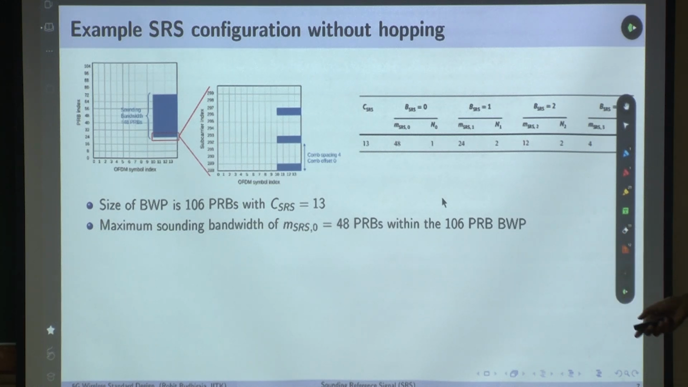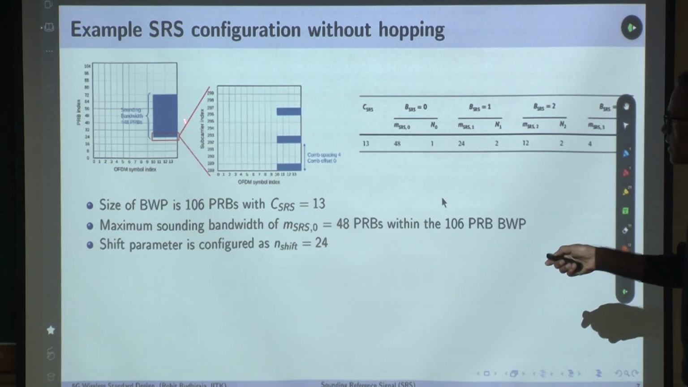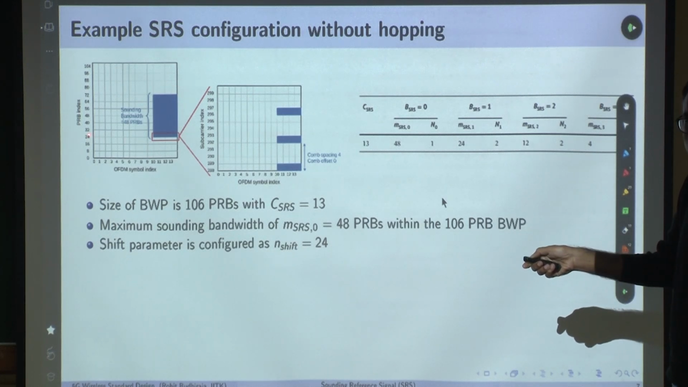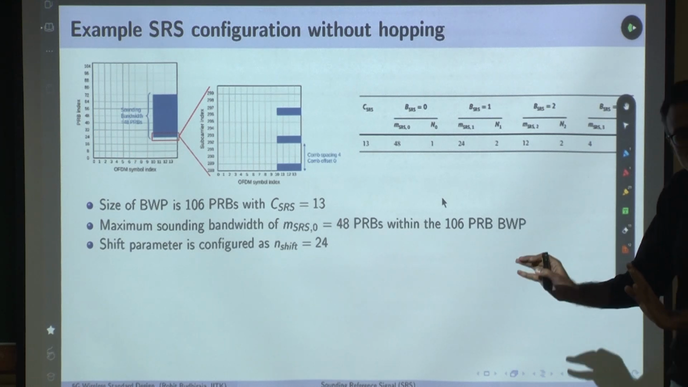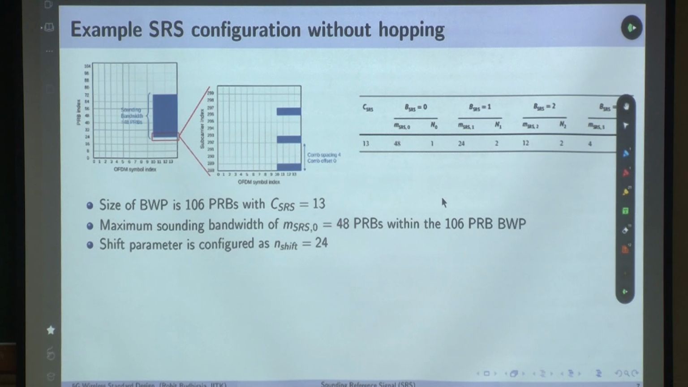The shift parameter is configured as n shift equal to 24. It is interested only in moving from 24, not before that. So n shift is configured as 24. That's all, the offset needs to be defined. So what does this n shift indicate? The maximum sounding bandwidth is located starting at PRB index 24. This part is done. The UE knows where to transmit the SRS.